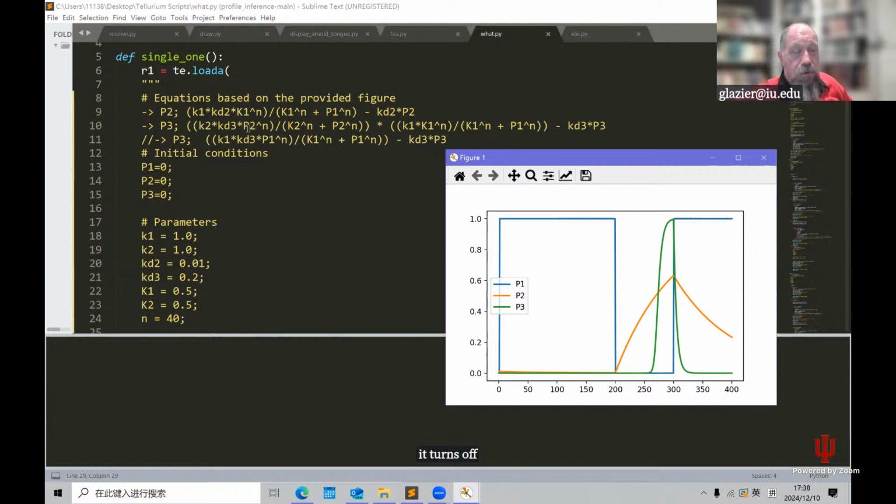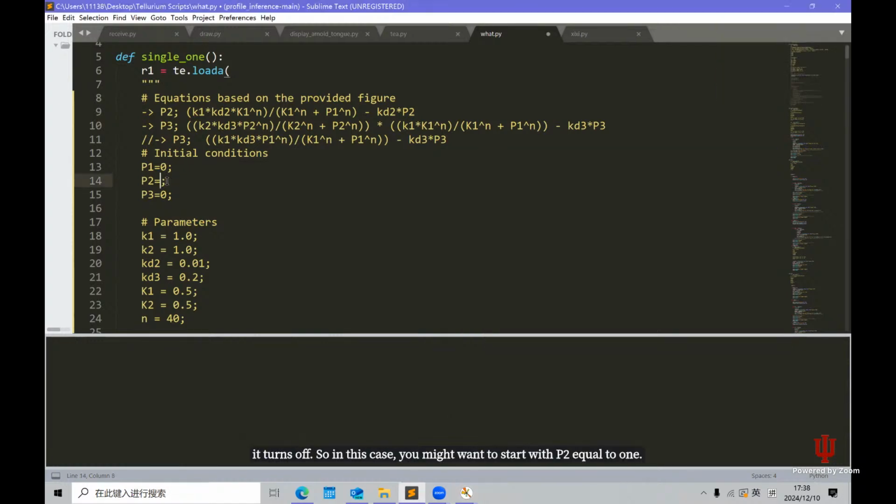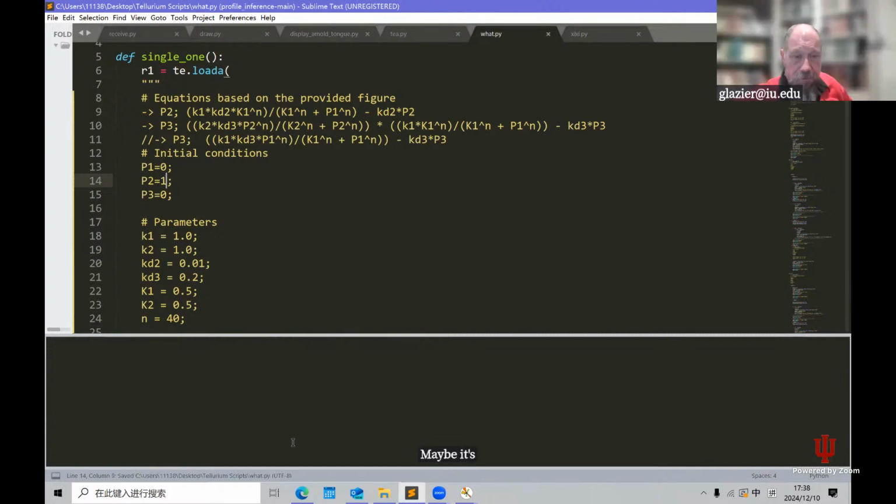So in this case, you might want to start with P2 equal to 1. Yes, yes. Maybe it's a little more interesting.